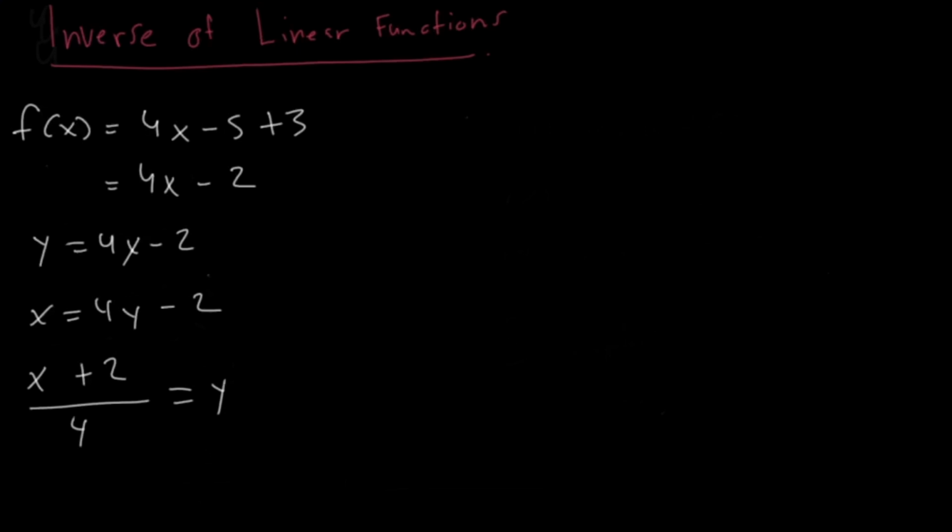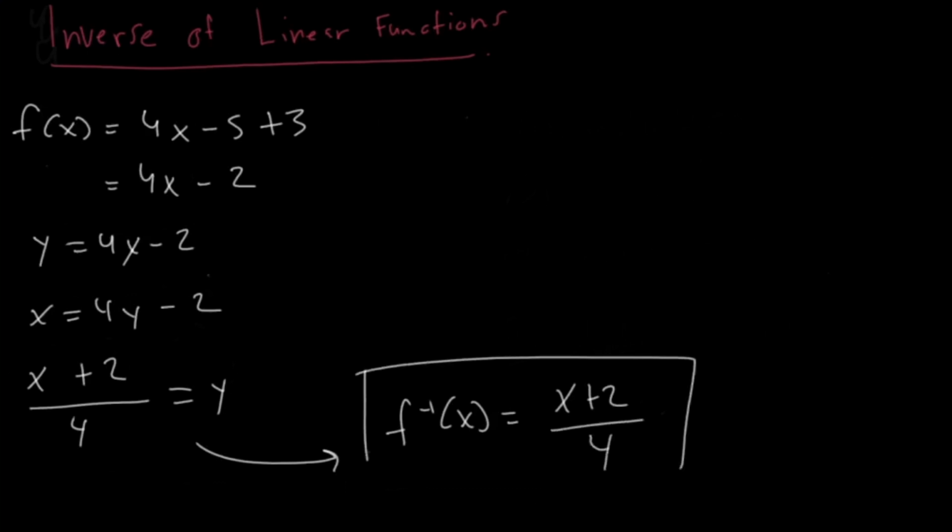It just depends on your teacher, right? In this case, I would like to do it as f inverse of x because I think that's the proper grammatical way to do it. All right, so the final answer would be f inverse of x is equal to x plus 2 over 4. And that's going to be our final answer. And I think that's all you should know about the inverse of linear functions.